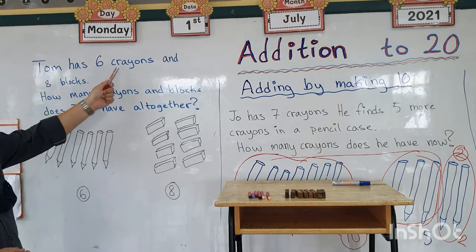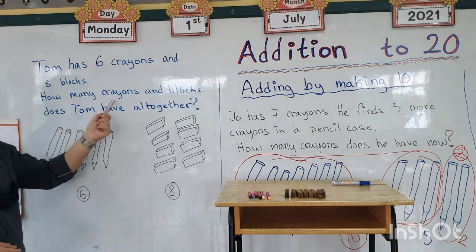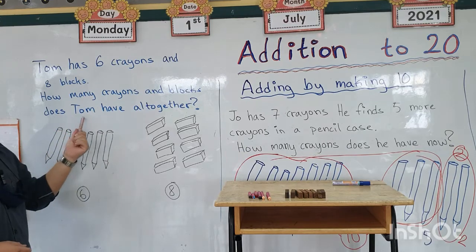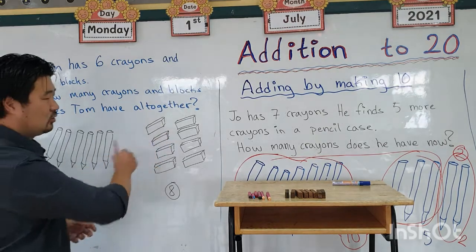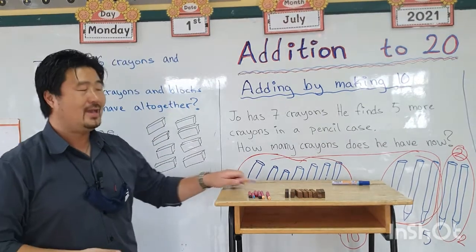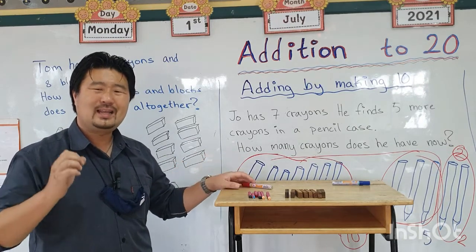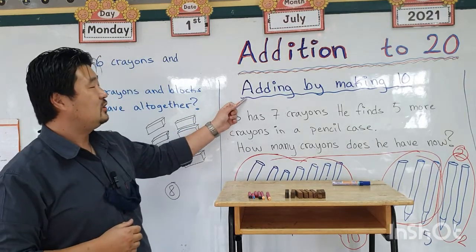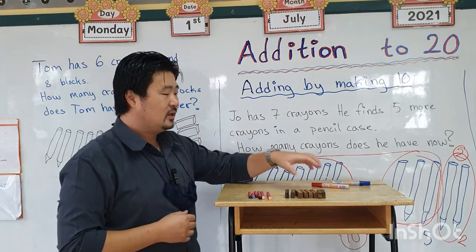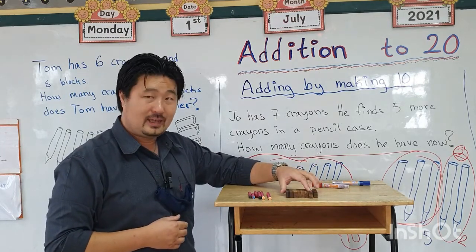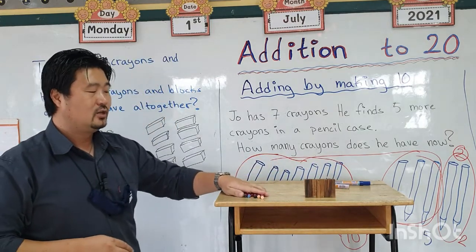Tom has 6 crayons and 8 blocks. How many crayons and blocks does Tom have all together in total? How many in total? And I know you can do 8, 9, 10, 11, 12, 13, 14. Yes, you can, but it's a little bit slow. And now let's use the method adding by making 10. So we will start with the bigger number, the 8. That is more, you have 6, you have 8.